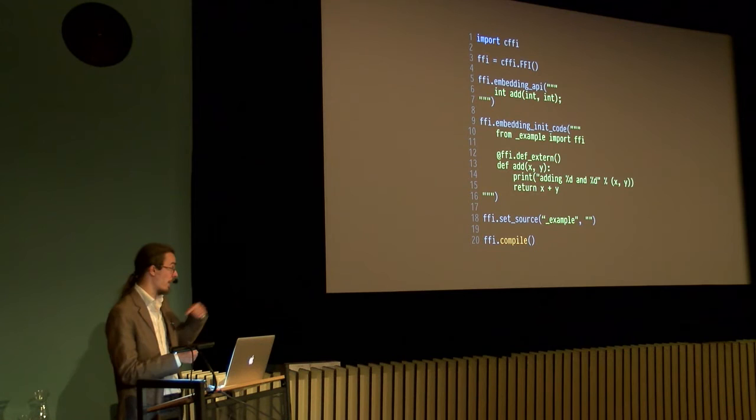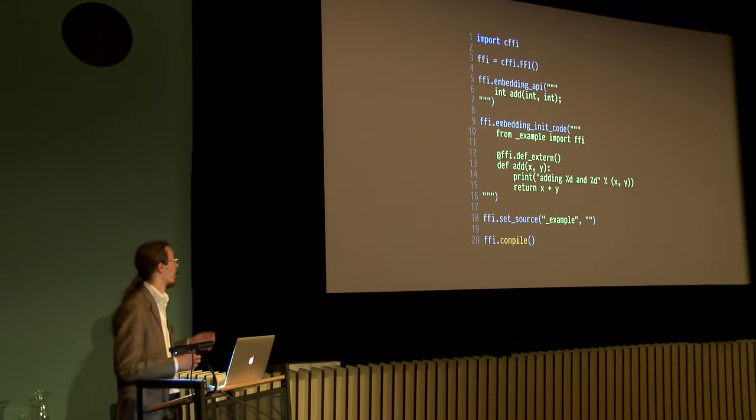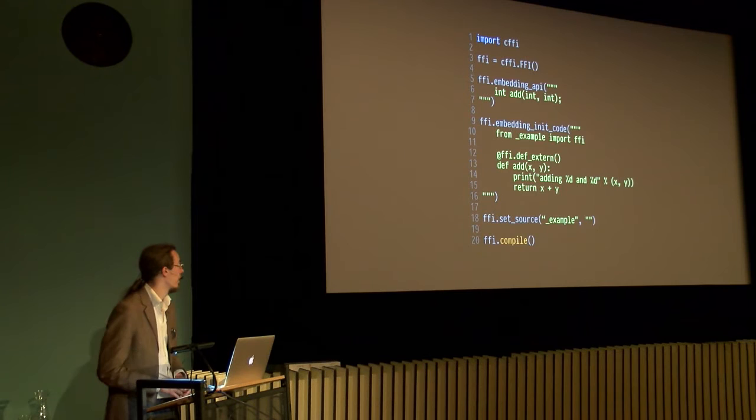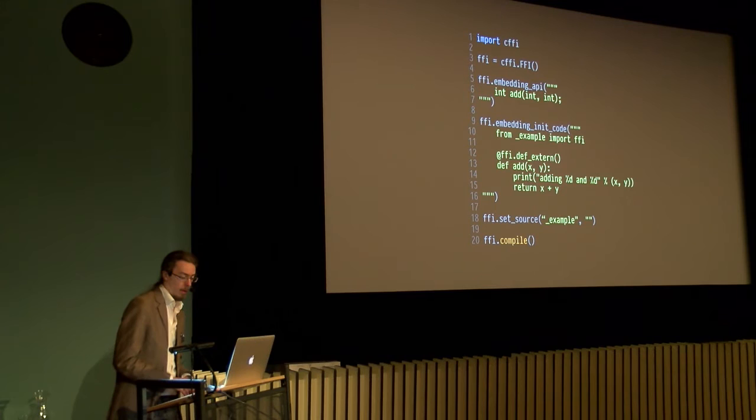There are some other directives that are also related to this, but I won't go into the details there. Okay, and then once again, with line 18, we say we want to produce a dynamic library called _example, and we compile it.